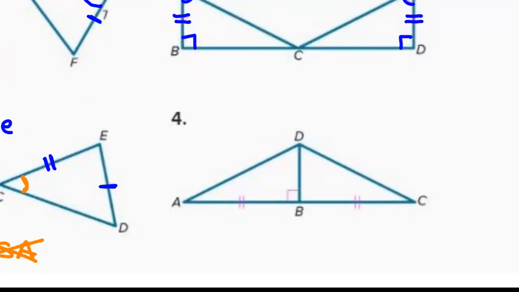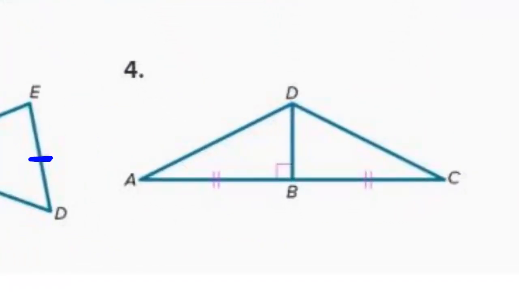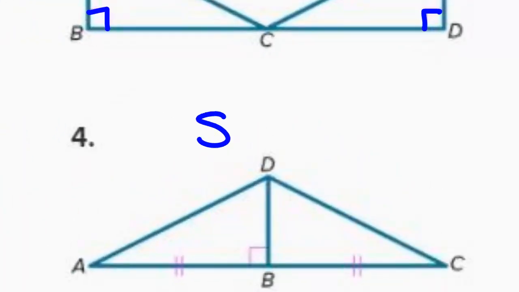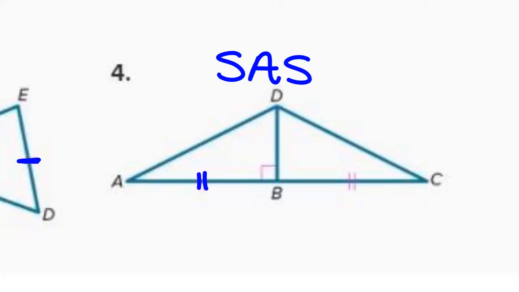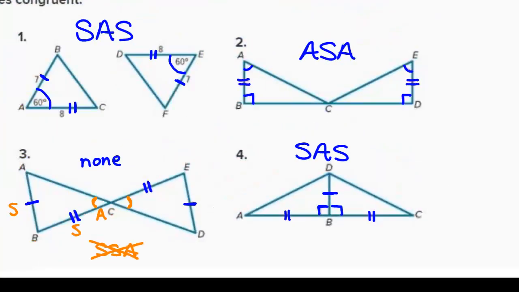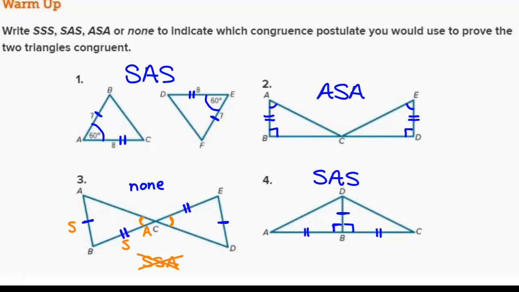And the very last one, number 4, what could we use here? SAS, we can use side, angle, side. We have these 2 corresponding sides marked, AB and BC. We have this angle right here, ABD. That would be congruent to the other side, which would also have to be a right angle. So I have corresponding right angles. And then we have our shared side, DB, that is congruent to itself on both of those triangles. So I have side, angle, side there.